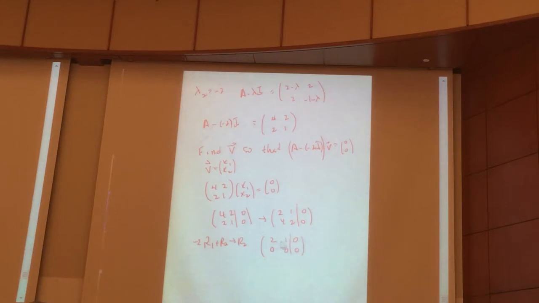So this says 2x1 plus x2 is 0. That says that x2 is minus 2x1, x1 arbitrary. In the 2 by 2 case, we don't have to be so stringent as to have a 1 in the 1, 1 position. I'm just trying to find x1 and x2. So this is a little more relaxed than the first couple of sections of this chapter. What am I going to do? I'm going to pick x1 equal to 1. And what I get is the vector v equal to 1, minus 2.